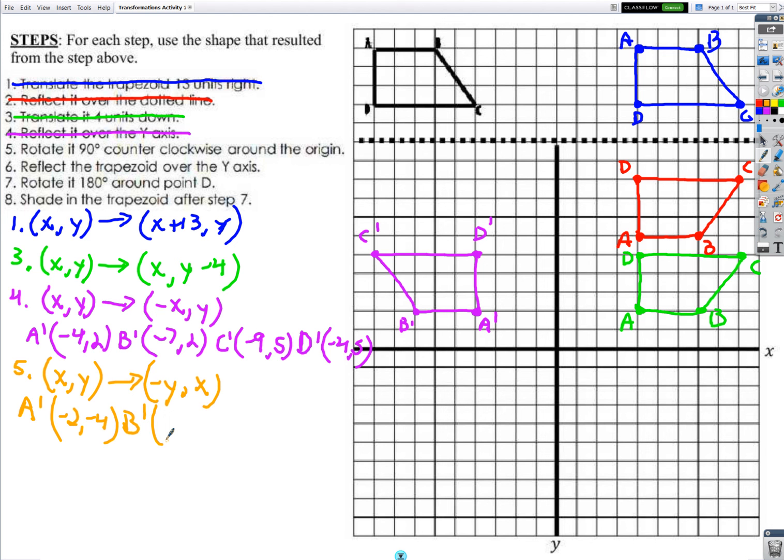Ahad, how about B? What's B gonna end up at? B is at -7, 2. We just talked about flipping them and then changing the sign of the one in front. -2, -7. Okay. Lorenzo, -5, -9. Well played, sir.